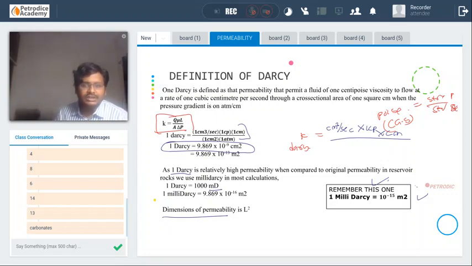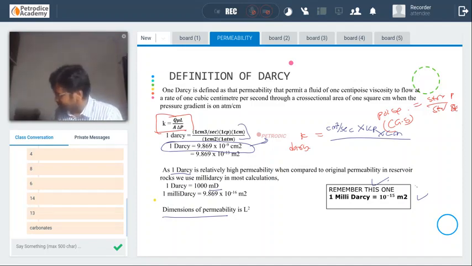Do anybody have any doubts guys up to now? Derive this: 1 Darcy is equal to 10 to the power minus 8 centimeters. Do derive it in your free time. Okay. Do anybody have any doubts up to now?